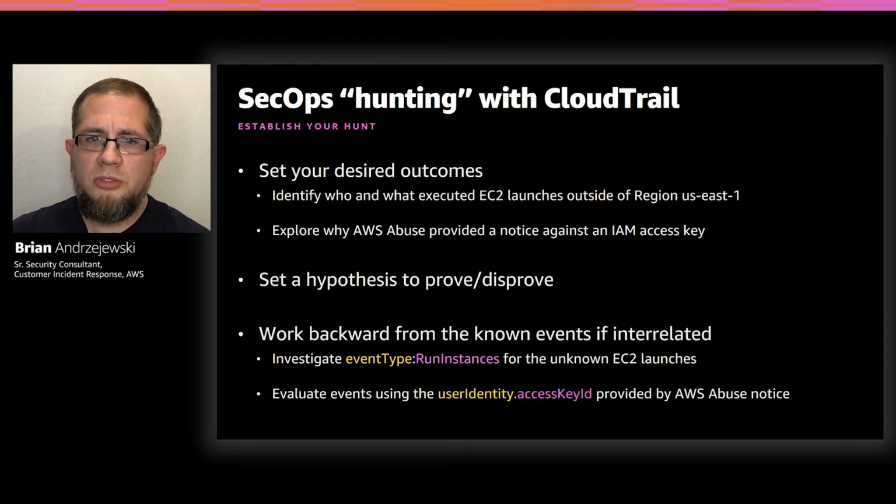Using a work backwards approach, with those interrelations, we're going to first investigate the event type RunInstances for the unknown EC2 launches. This will give us additional details from the CloudTrail record events of how those instances were executed. And then we're also going to look at the user identity access key provided by the AWS abuse notice and see if these two are interrelated.